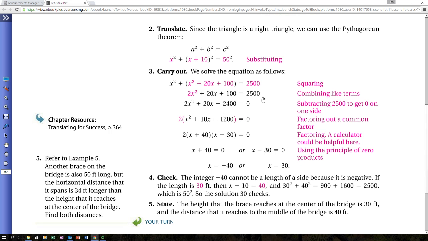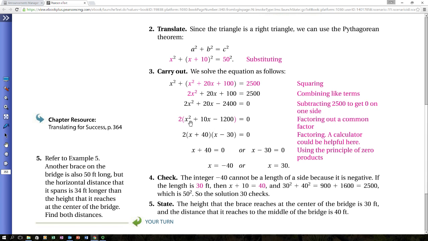So they go through the process here again. So I need to get it equal to 0. I have to square it. I need to combine like terms, add negative 2500 to both sides. So now I have a quadratic equal to 0. Then I factor. Well, always look for common factors first. There's a 2 that's common, so they factor that out.